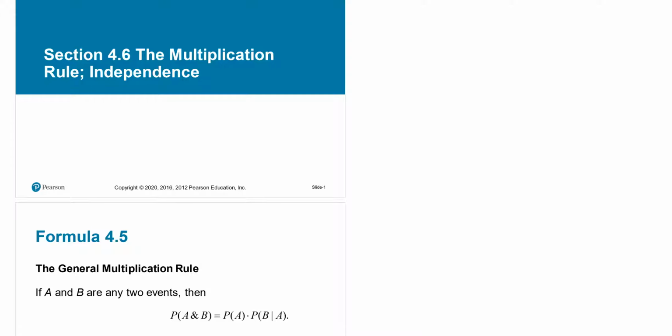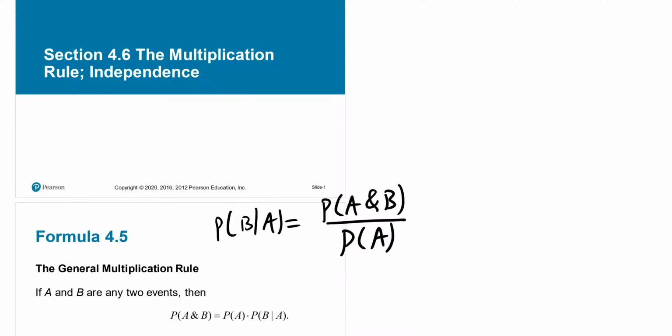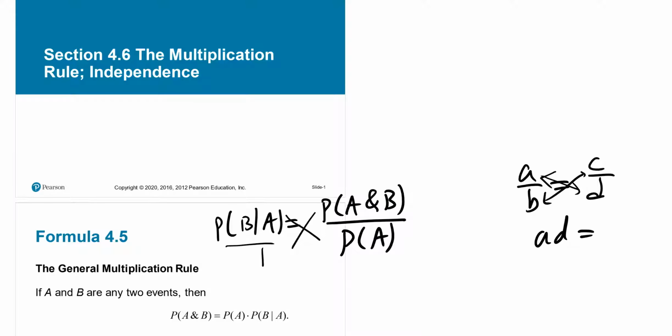In the previous section we learned that the probability of B given A is the probability of A and B divided by the probability of A. This is over 1. If we cross-multiply, if you remember, A over B equals C over D, cross-multiplying gives A times D equals B times C. And that's what happened. Probability of A and B times 1 is the probability of A and B, which equals the probability of A times the probability of B given A. That's where this came from.